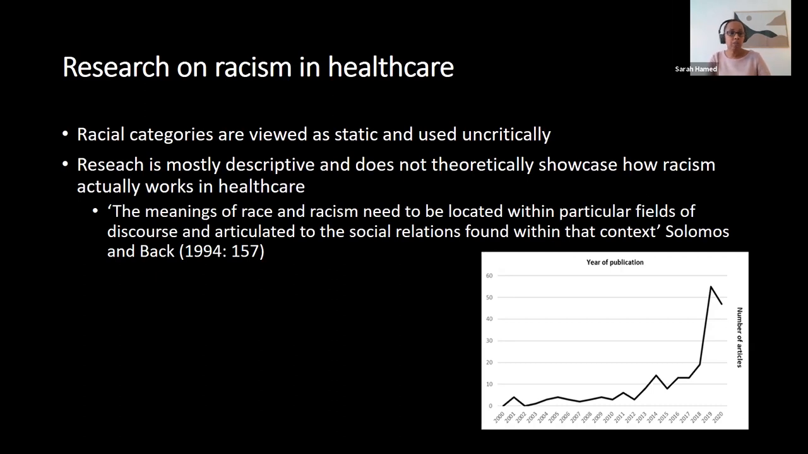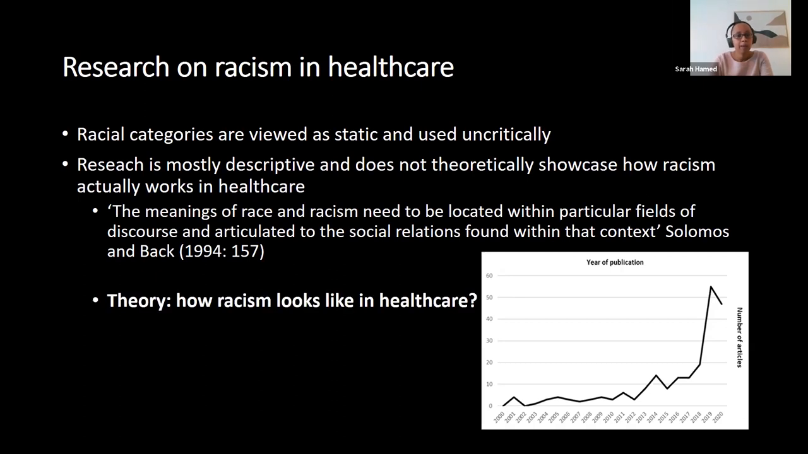So then my departure point also is informed by the review that I did, where the theoretical departure point that I'm making is that the meanings of race and racism or racialization need to be located within particular fields of discourse and articulated to the social relations found within that context. So simply put, in order to understand racism in healthcare and how racism works, one has to understand how race is made sense of and racism hence made sense of within healthcare settings, right? And the only way to do that and move beyond this very descriptive type of research is through theory.